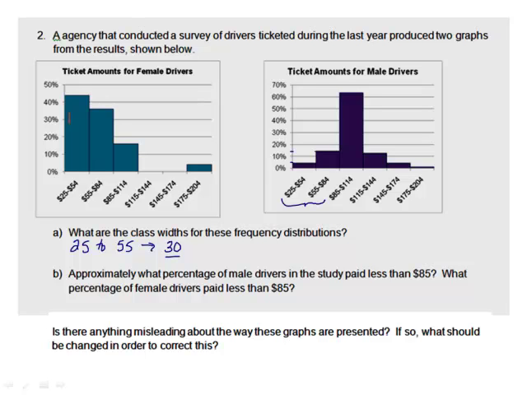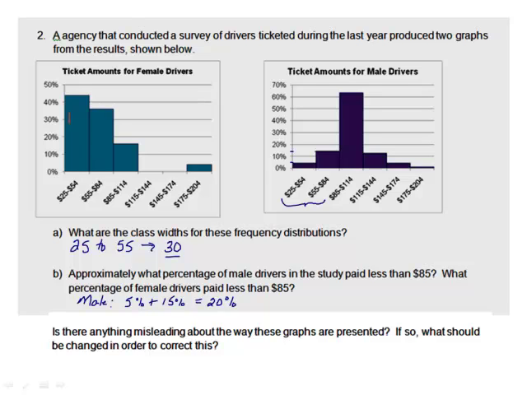Then for the percentage of male drivers that paid less than $85, we're looking at those first two classes and adding up the percentages there. And in these we just have to kind of estimate from the graph. The first one looks like about 5% and the second one looks like about 15%, so we could estimate that would be a total of 20%.